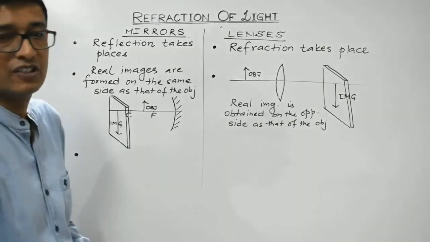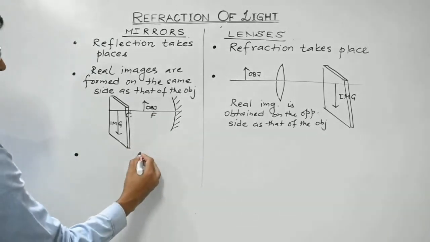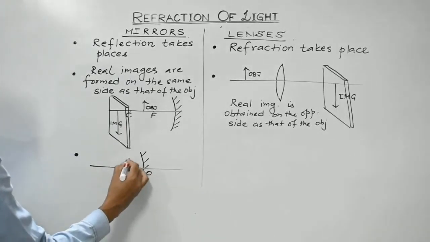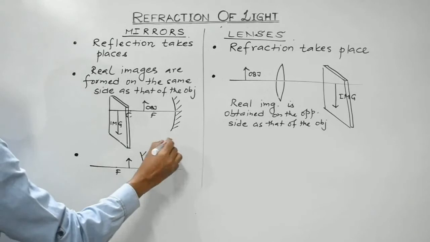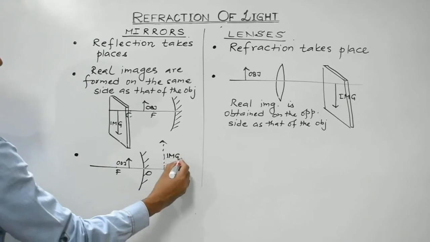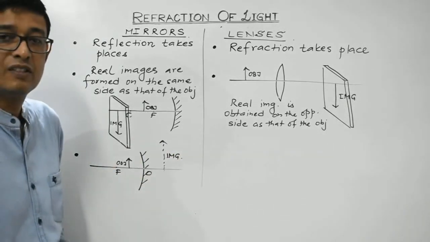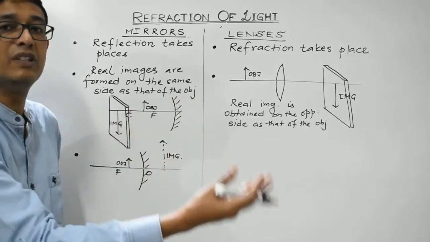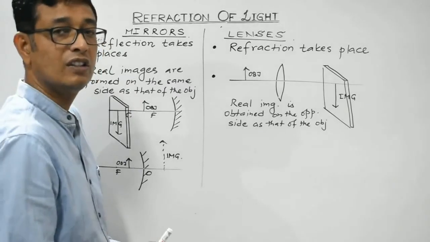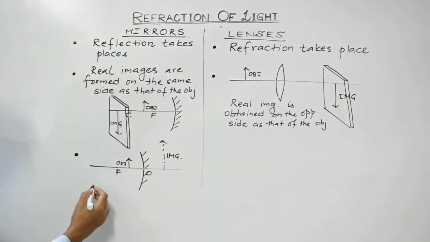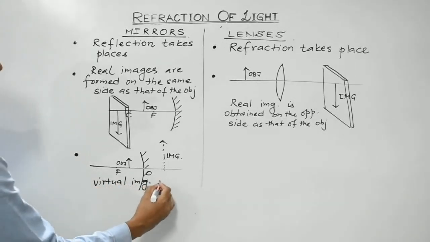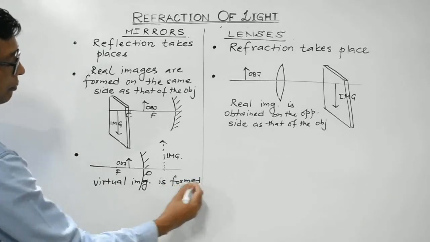What about virtual images? In this case, virtual images are formed like this. This is O, this is F. If an object is placed over here, its virtual image is formed like this. This is the object and this is the image. So basically in mirrors, virtual images are formed behind the mirror.